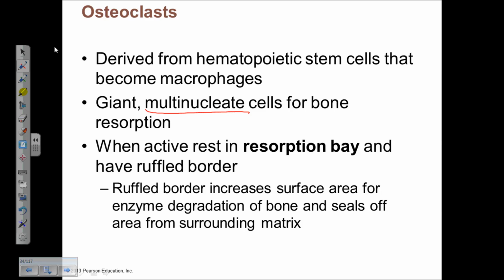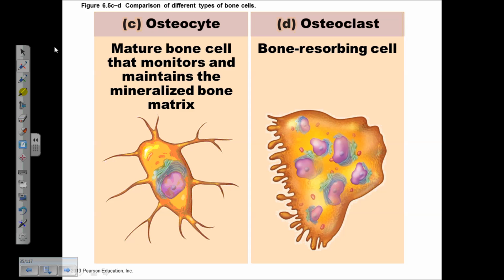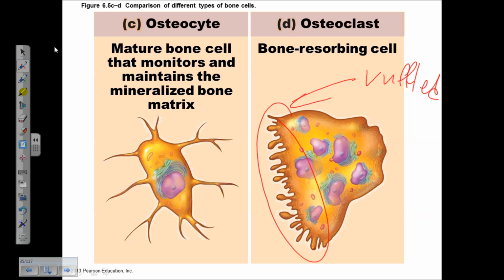So they sit in the place that is called resorption bay. Pretty much resorption is what they do. And they have a ruffled border. Here's the ruffled border. Why do you think we have multiple invaginations of the surface? To increase surface area. When you see such perturbations, that is to increase surface area.